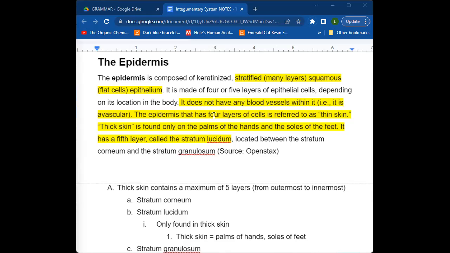The epidermis can either have 4 or 5 layers. If it has 4 layers, that's referred to as thin skin. But if the epidermis has 5 layers, then that's called thick skin. The thick skin with 5 layers is found only on the palms of the hands and the soles of the feet. The rest of the body has only thin skin, the thin epidermis with only 4 layers.